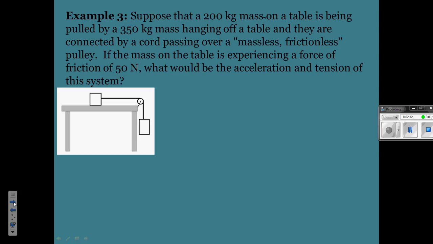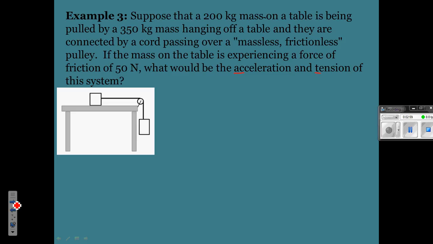Suppose that a 200 kilogram mass on a table is being pulled by a 350 kilogram mass hanging off a table, and they are connected by a cord passing over a massless frictionless pulley. If the mass on the table is experiencing a force of friction of 50 newtons, what would be the acceleration and the tension? So we're being asked to find acceleration and tension.